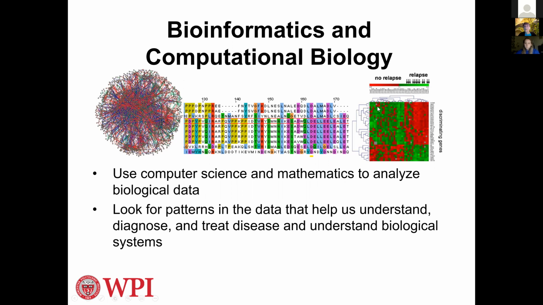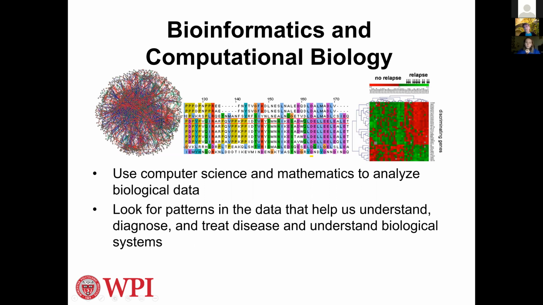And each line in this case is a gene. The color tells us whether the gene is turned on, is being transcribed in the cell, or is being turned off. And the columns tell us whether the patient has had a relapse or not. And so again, trying to determine which genes are important in cancer, in the progress of cancer. So again, you need computer science and mathematics to make sense of these data.